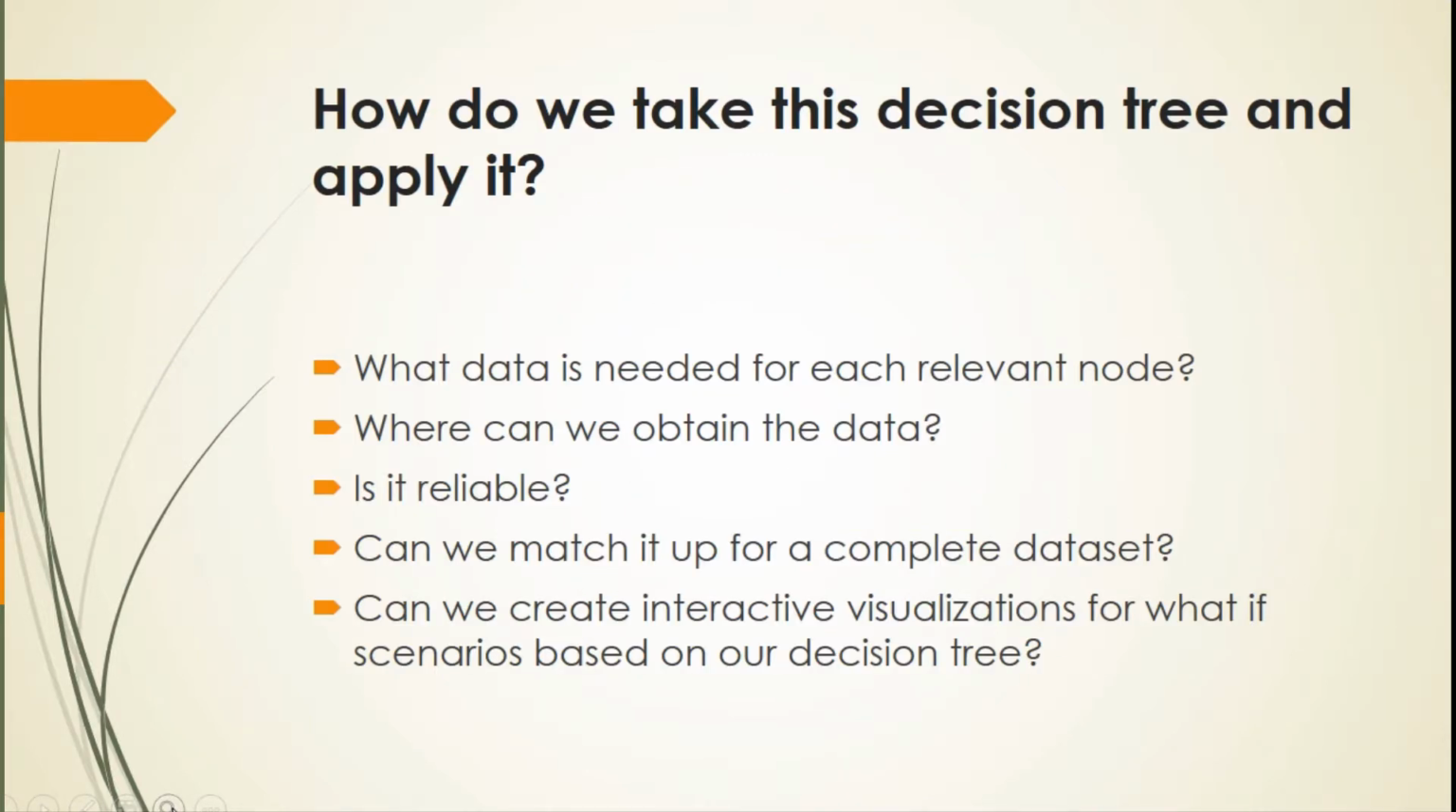So how do we take this decision tree and apply it? What data is needed for each relevant node? Where can we obtain that data? Is it from an EMR? Is it self-reported by a patient? Is it from a health insurance claim record? Is it from pharmacy data? Is it self-reported? Is it from a mobile device? Is the data reliable? Is it complete? Can we match that data up for a complete data set? And then can we create interactive visualizations for things like what-if scenarios based on our decision tree?